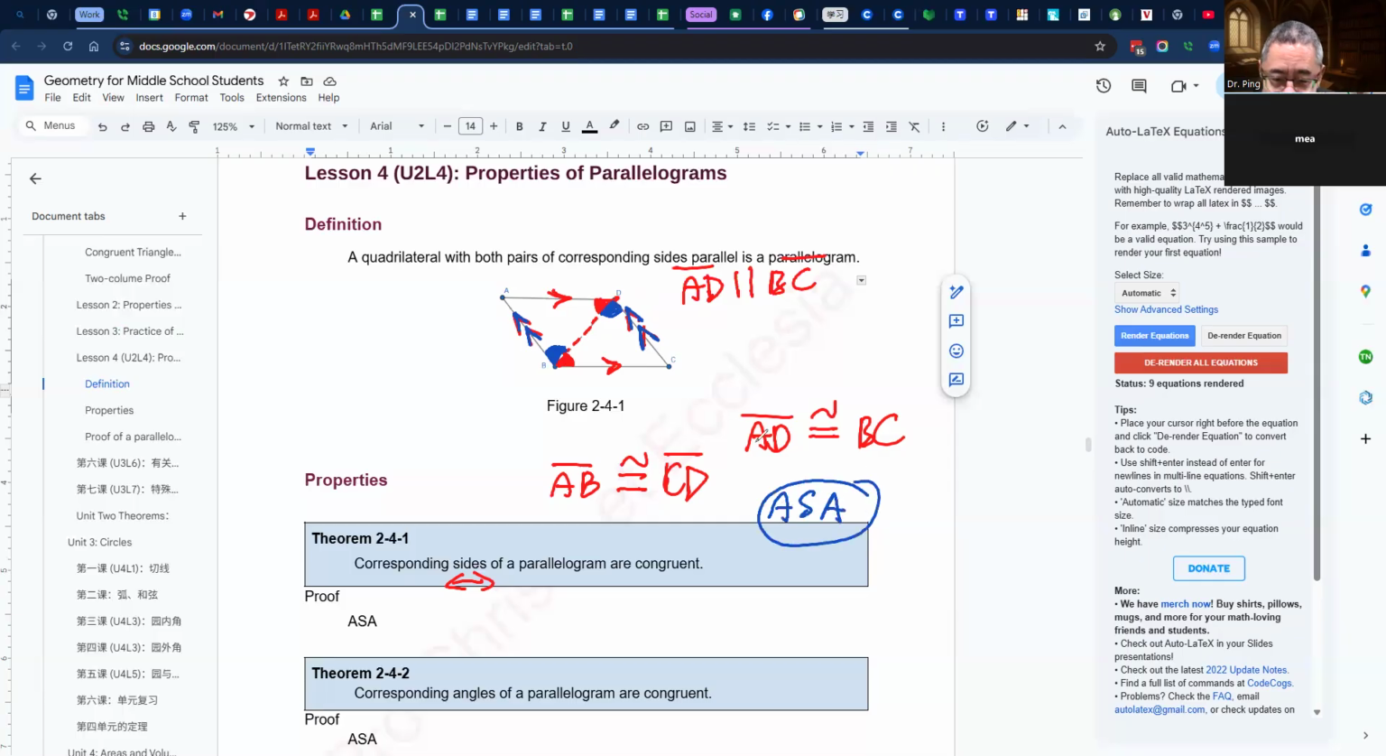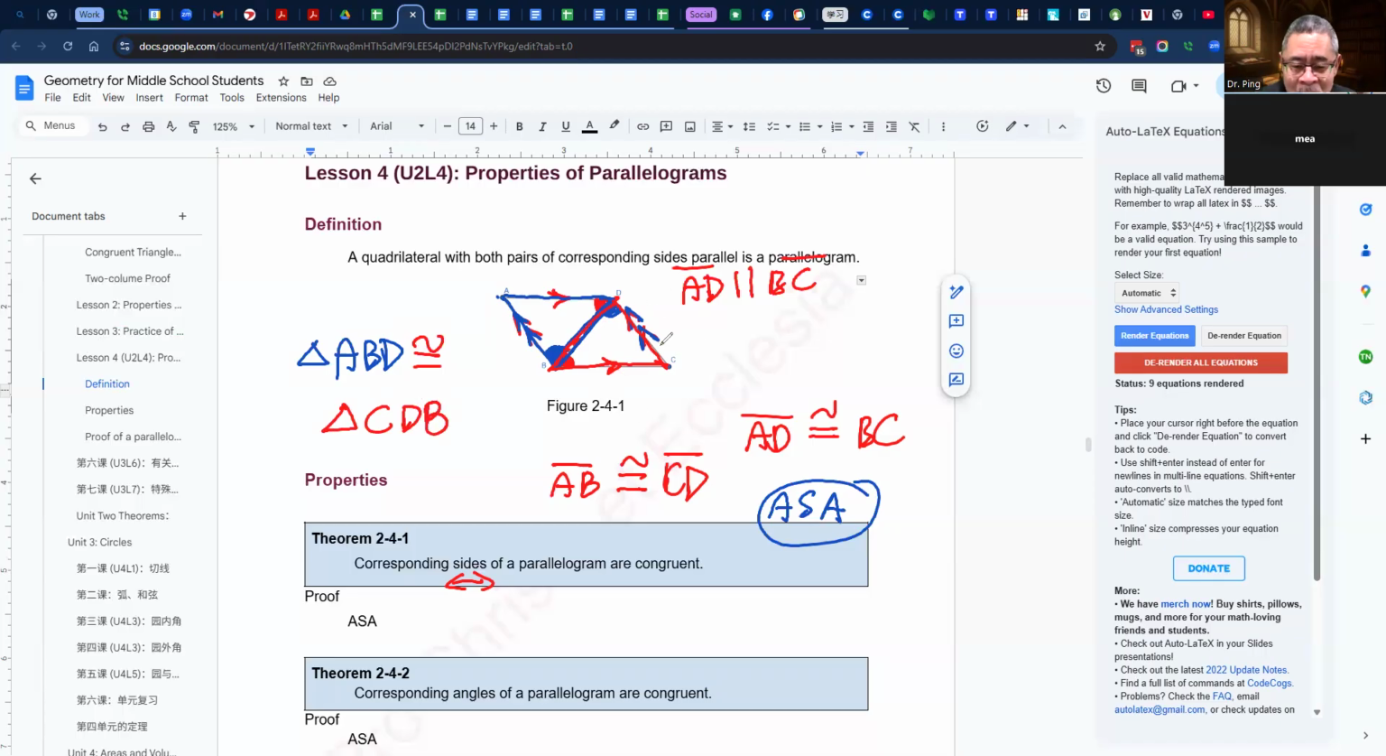Now, which means that the triangle on the left, triangle ABD, this triangle, is congruent to the other triangle we draw on this side. So this is congruent to triangle CDB.